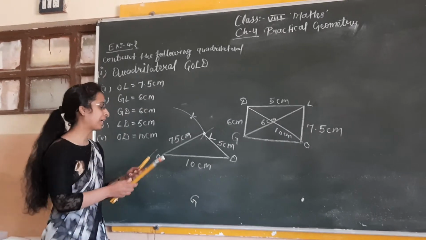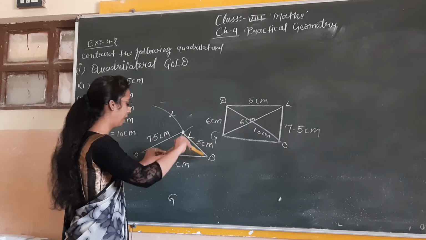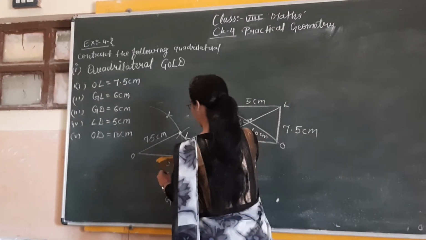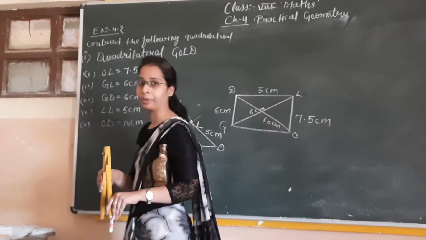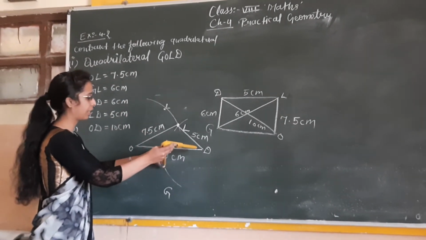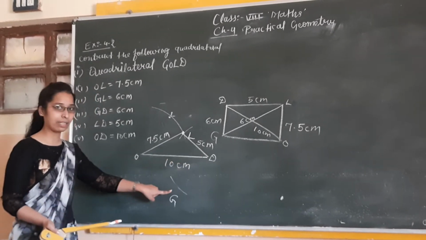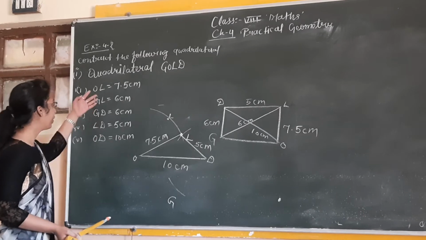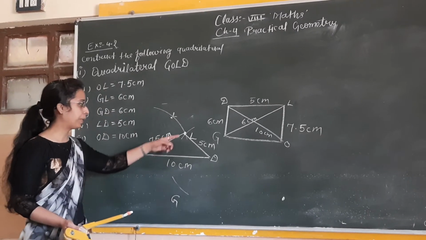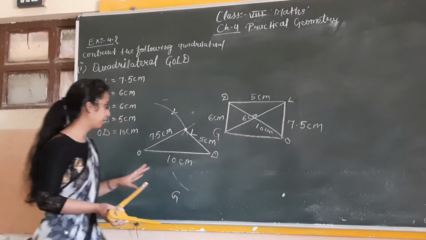So we take D as a center. Certain arc of 6 centimeter. Okay, this we can put here. D as center, certain arc. Now this GD is 6 centimeter. After that, which one is remaining? We can see here all things are complete, but this diagonal GL, 6 centimeter, is remaining.